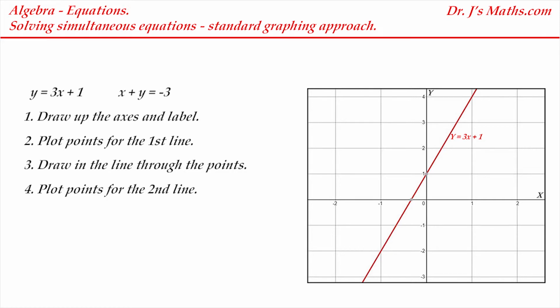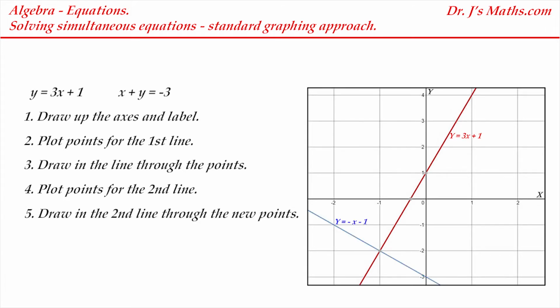We repeat that exercise for the second line and plot the points. Now again, when x is equal to 0, y equals minus 3, so that's down the bottom. And when x is, say, minus 2, just pick a number that fits the axis, y is going to equal minus 1. So we plot that point, and then draw in the line that we need. So we've now got our two lines waiting for us to do things with.